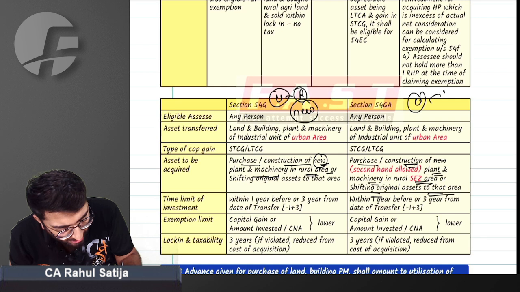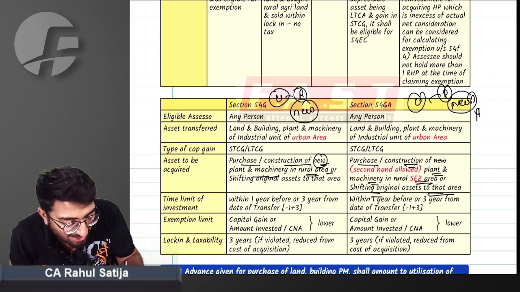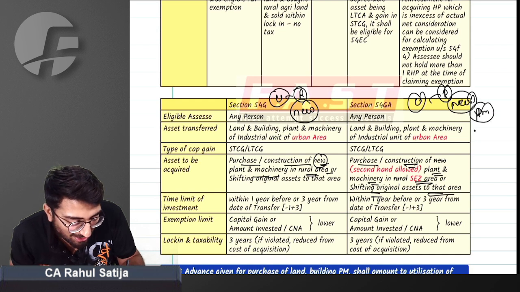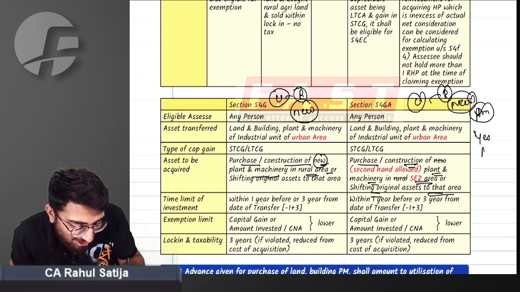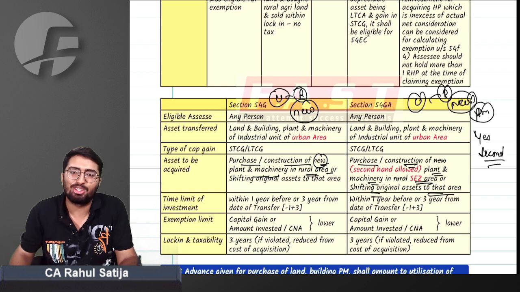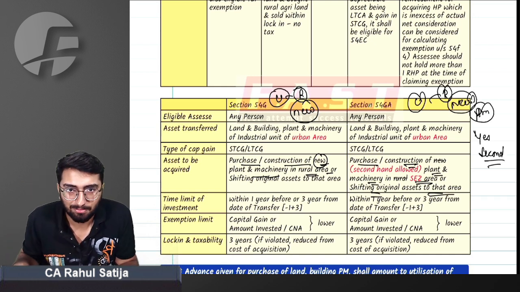It says urban to SEZ area and it does not say new. It says you have to use plant and machinery. Sir, is second-hand plant and machinery allowed? Yes, second-hand plant and machinery is also allowed in this case.